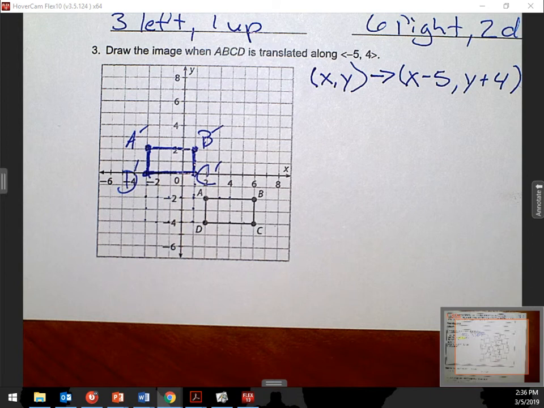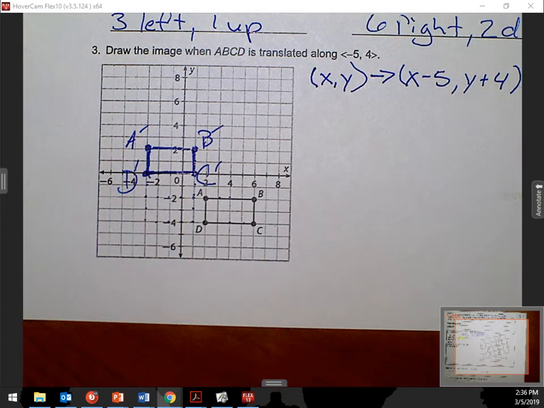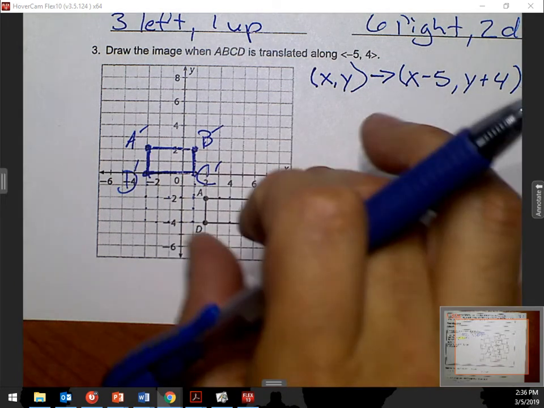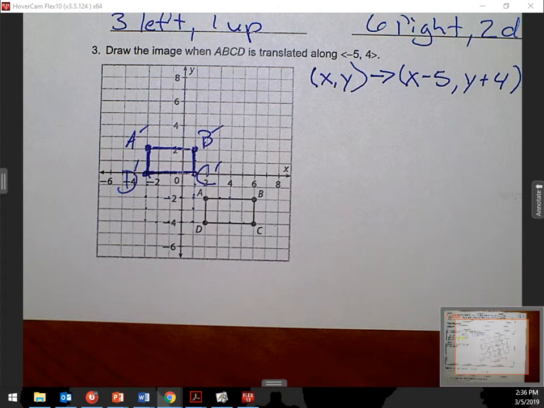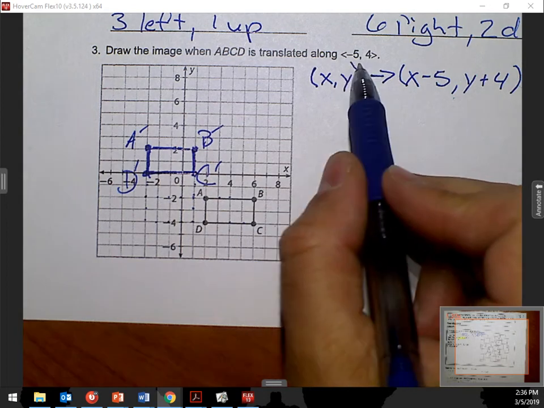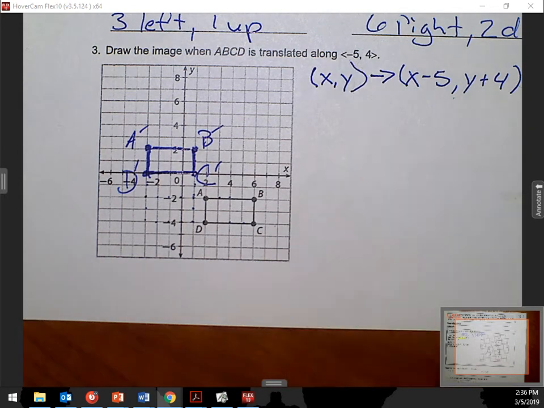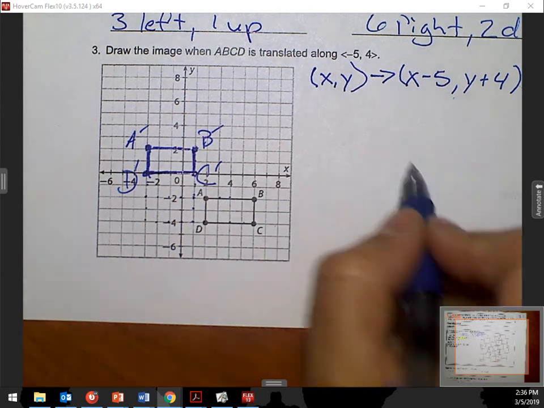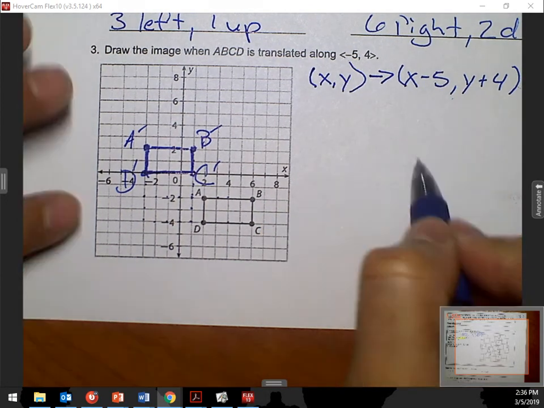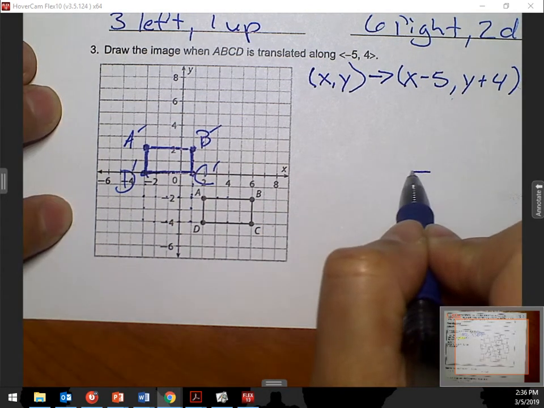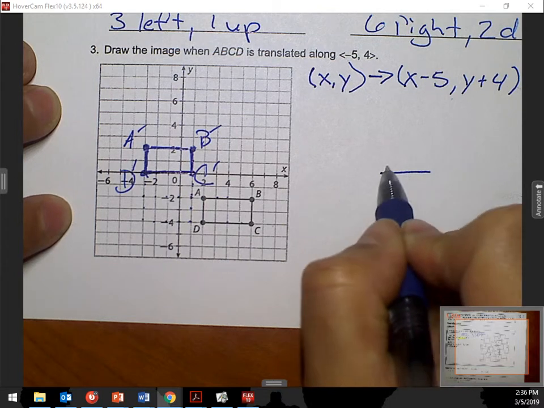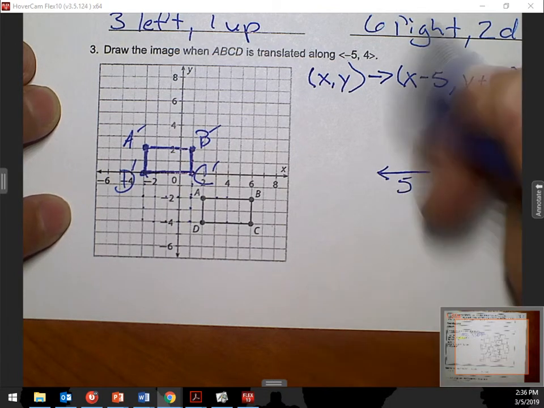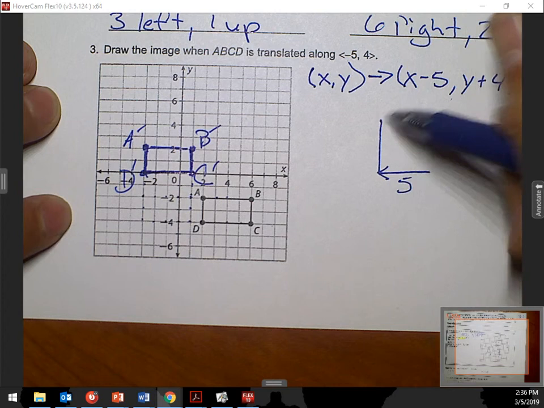Alright, so next thing I'm going to do, I'm going to actually explain to you the distance it traveled, because this is actually going to be one of the questions later on. It's a little triangle, isn't it? So right here, this is going to be a little triangle. That means my triangle goes left 5, right? And it went up 4.